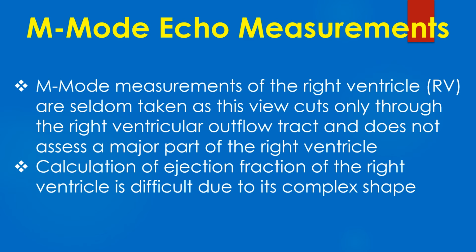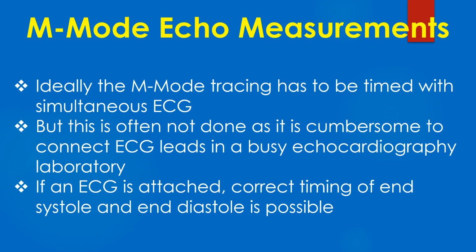Calculation of ejection fraction of the right ventricle is difficult due to the complex shape. Ideally, the M-mode tracing has to be timed with simultaneous ECG, but this is often not done as it is cumbersome to connect ECG leads in a busy echocardiography laboratory. If an ECG is attached, correct timing of end systole and end diastole is possible.